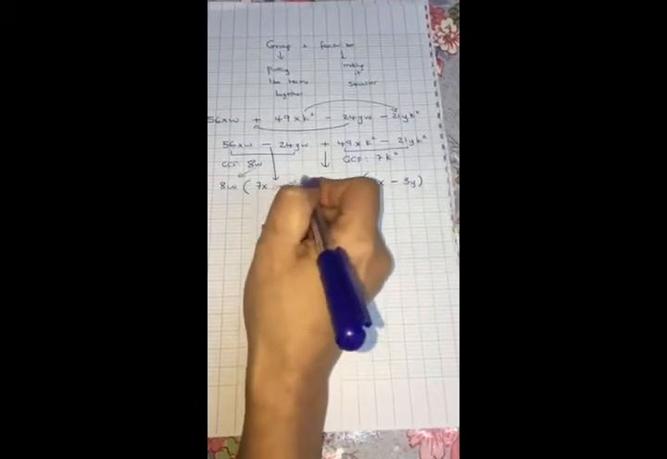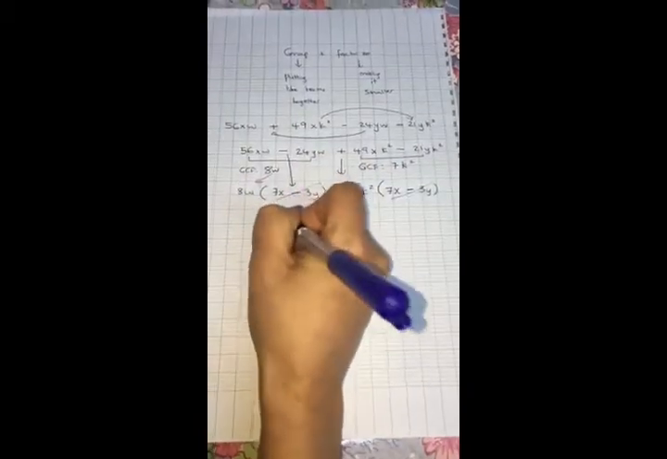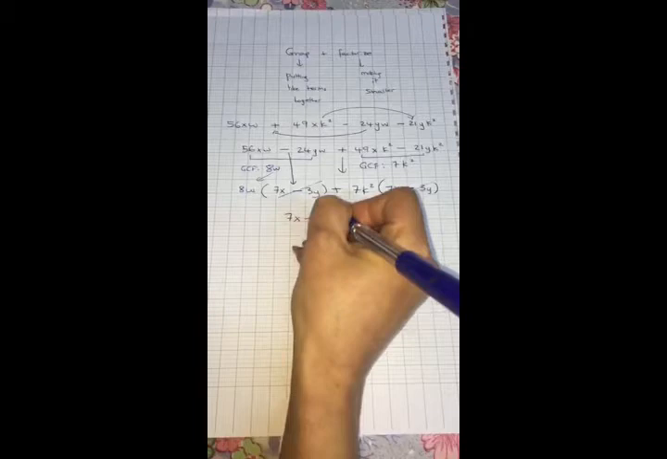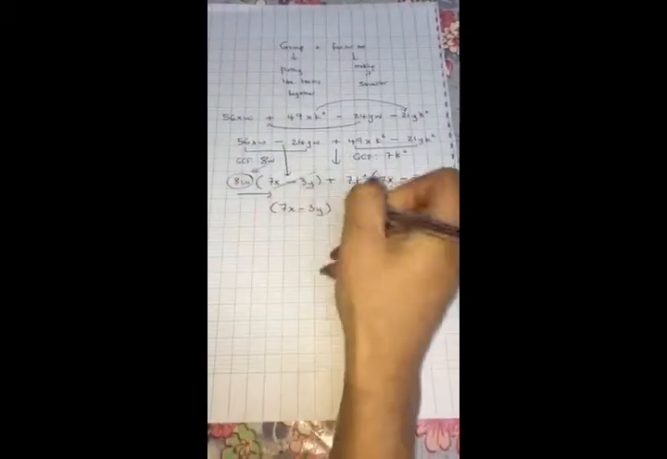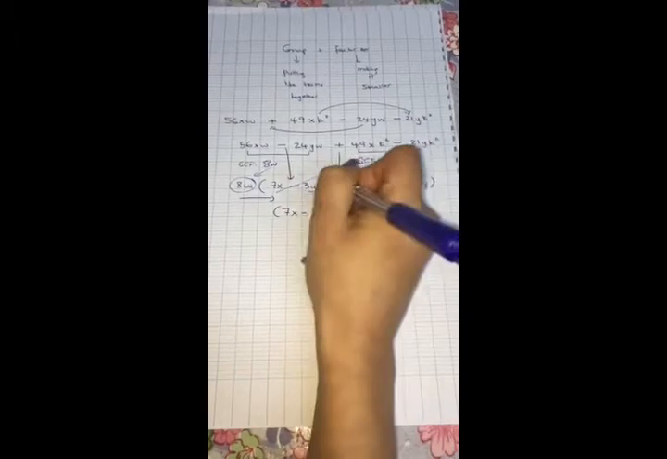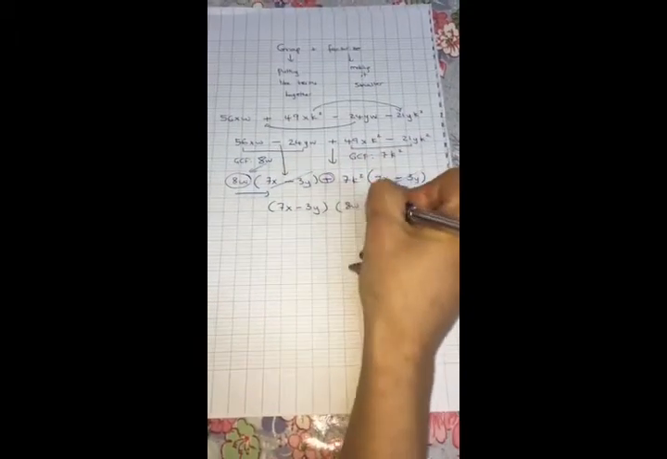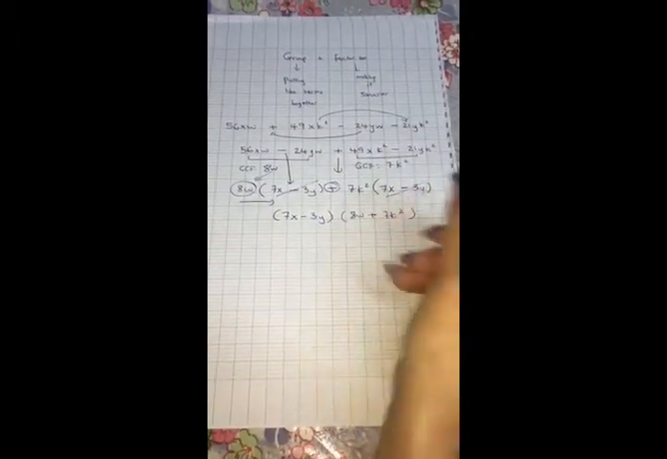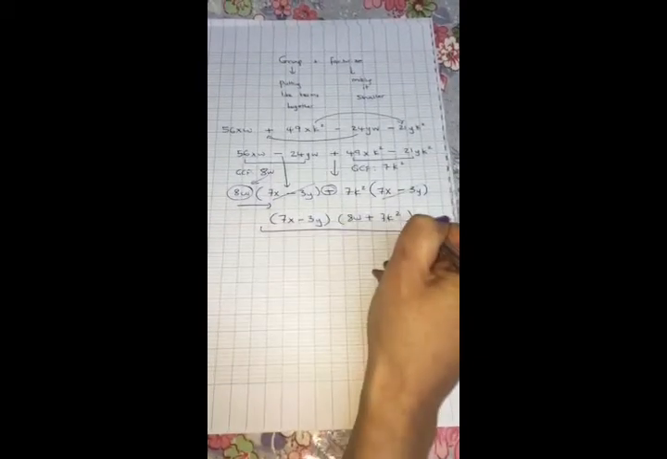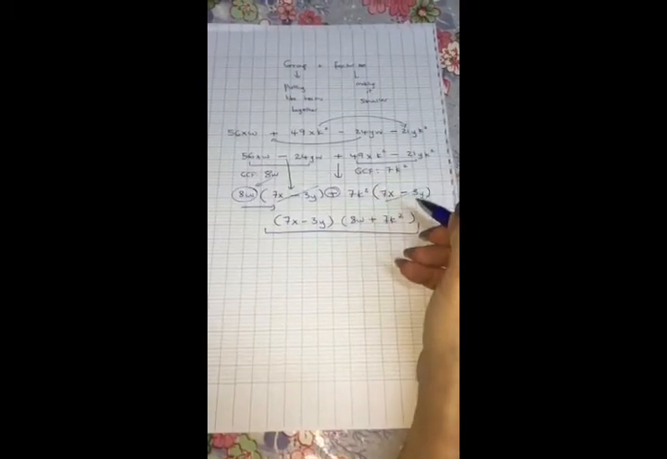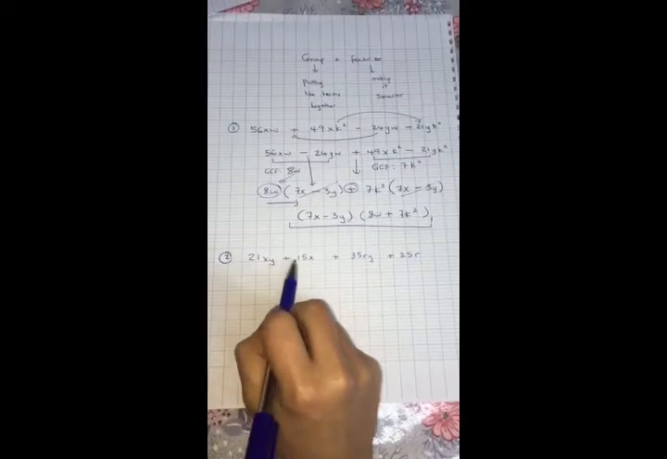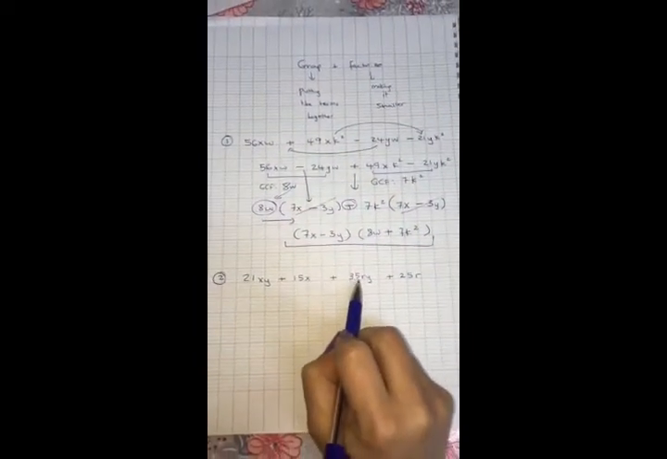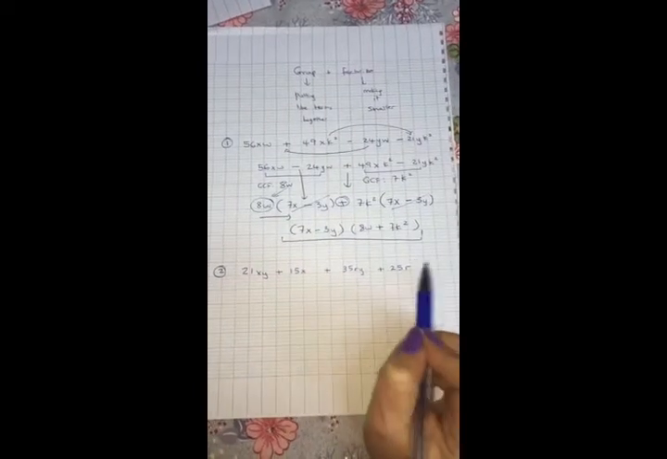These two common parentheses, I bring them down as one. And I rewrite what's left from left to right. What is left is my 8w in another parenthesis plus my 7k to the second. I have factorized my total expression. Our second example is 21xy plus 15x plus 35ry plus 25r.